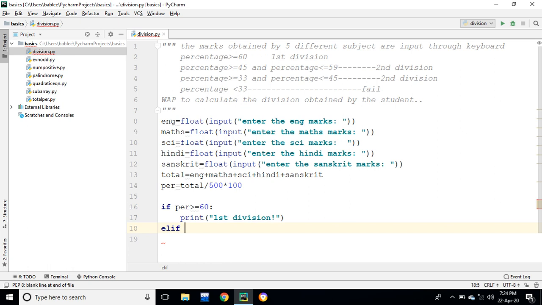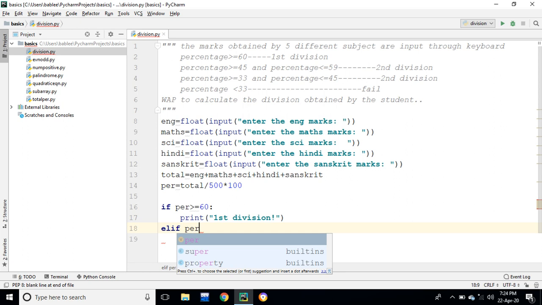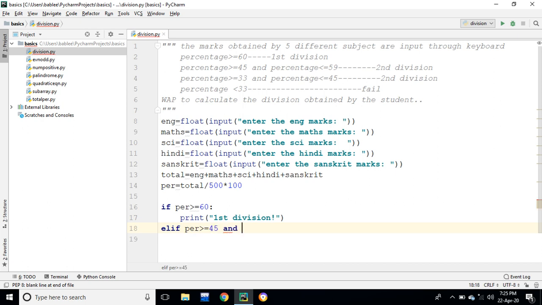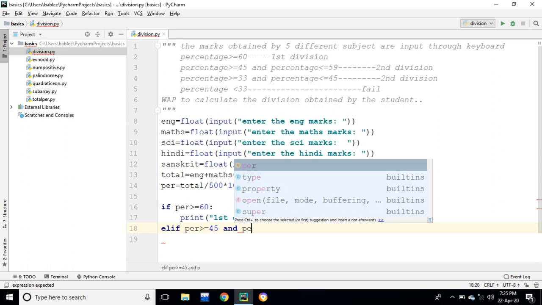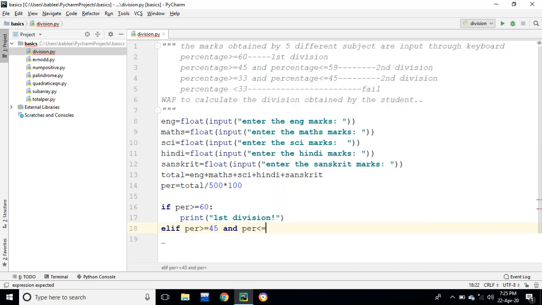elif, or else percentage is greater than or equal to 45, and between means percentage less than or equal to 59, then print second division. Okay.